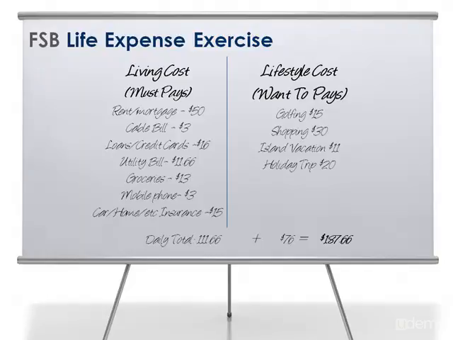Now, the lifestyle costs, the want to pays over here on the right, we have golfing, $15 a day, which accounts for the $100 a week in golfing. Shopping, $30 a day is a hefty shopping budget, let me tell you, because at $30 a day across 30 days, you're talking about a $900 a month shopping budget, which isn't bad. You may want to splurge a little every month.